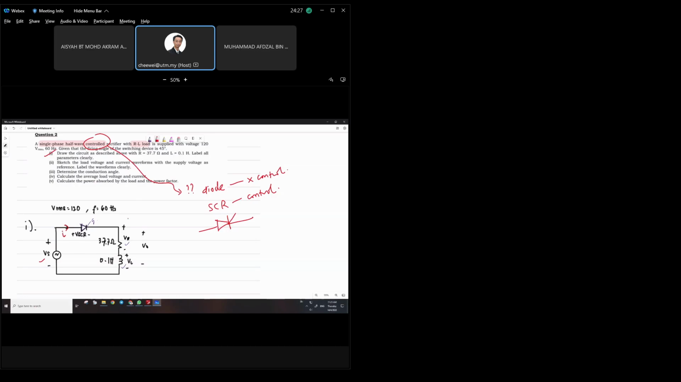Thank you, Aisyah. Sorry, Prof, I want to ask about that one. Is that one S or G? You label it, Gate. That one also can be labeled gate.